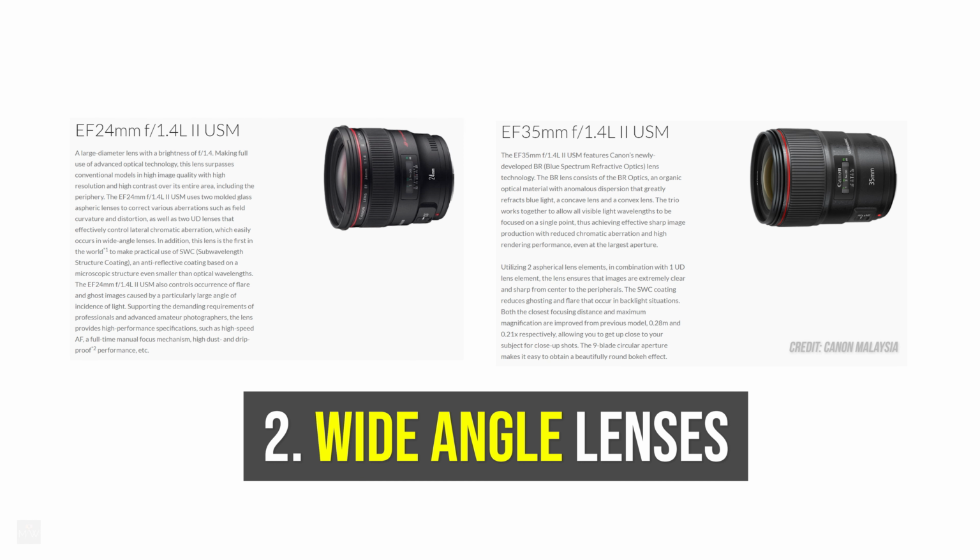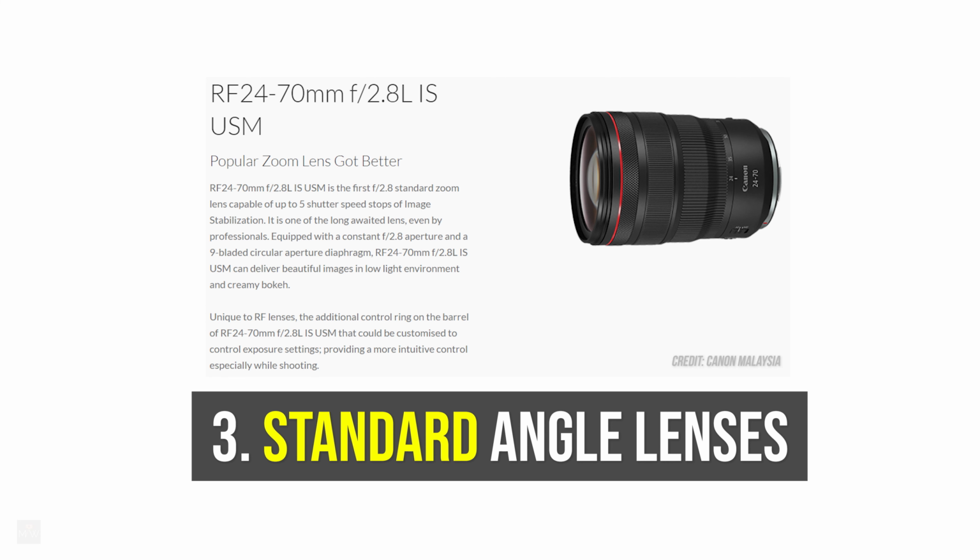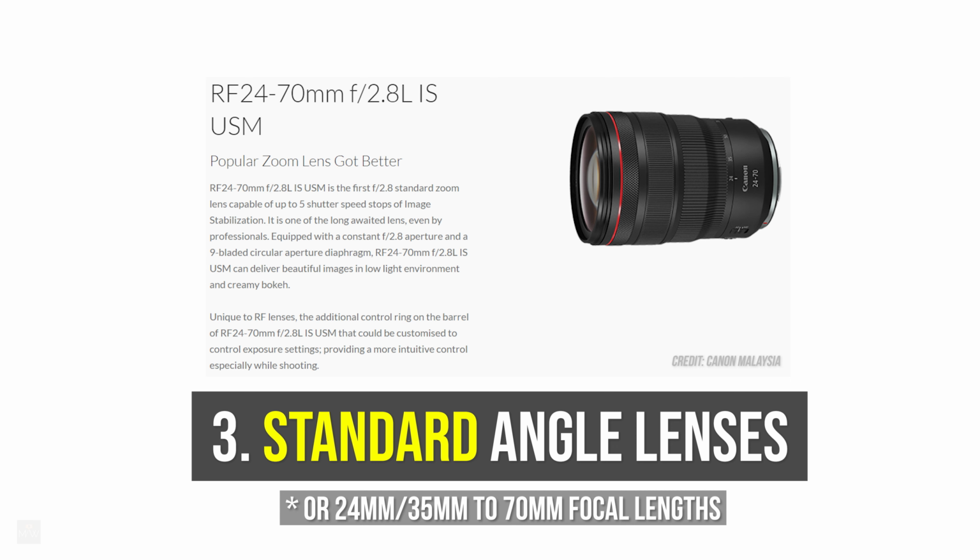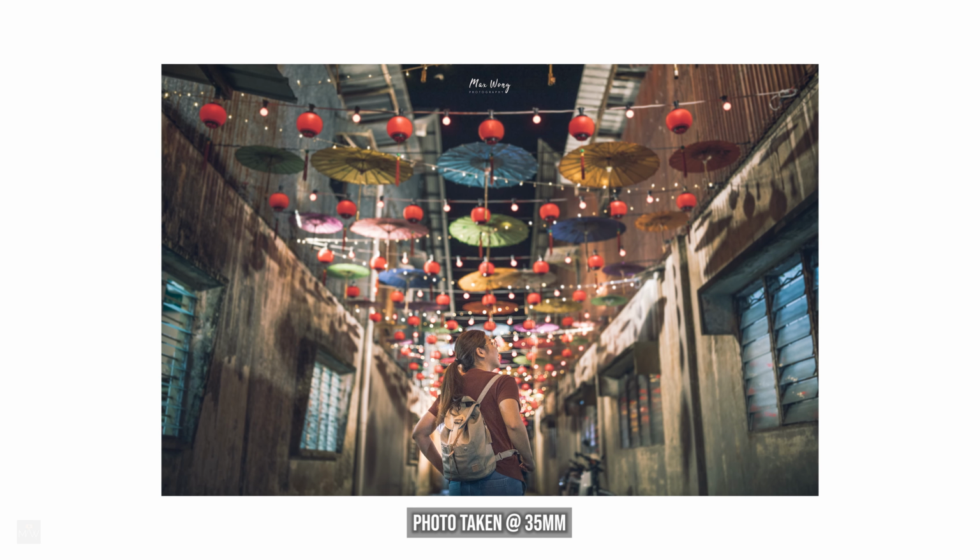Next, we have wide-angle lenses, which offer focal lengths ranging from 24 to 35mm. We also have the standard angle lenses, which have focal lengths of 35mm to 50 or 70mm. They generally show us how we see the world, and are usually used in street photography.